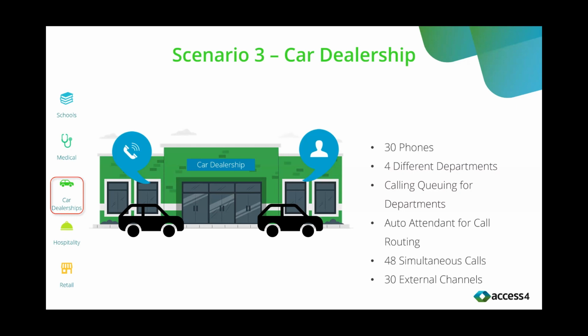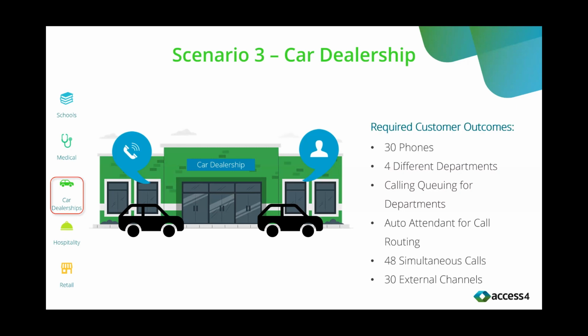48 simultaneous calls. So with the call queuing, calling between the different departments, everything like that, that does jump up sometimes. Quite often 48 is a pretty good number for that, and 30 external calls. We see quite a big jump in the morning of calls coming into car dealerships around getting a car service, booking it in, things like that. And then it will drop down later in the day. So 30 is a pretty good number for that morning busy period before it drops down in the afternoon.